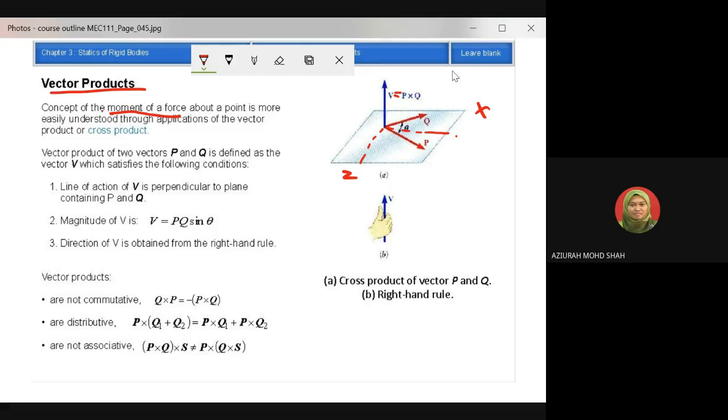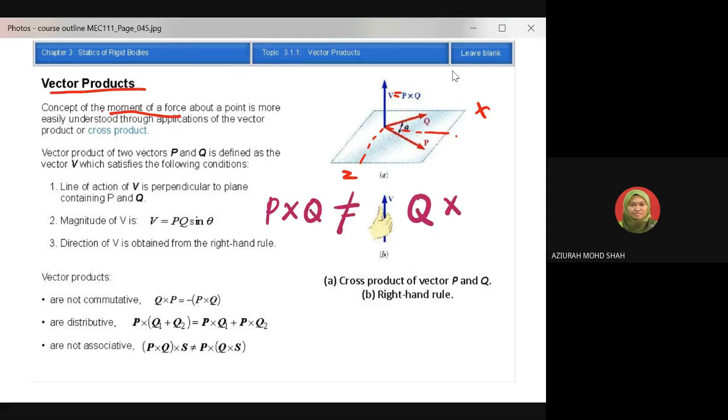Okay. Tak apa, sabar dulu. Saya nak kamu tengok ni. Saya nak kamu tahu that the P cross Q, it is not similar with Q cross P. But you can see that Q cross P is equal to negative P cross Q. Nanti kenapa kita kata negatif tu boleh sama? Okay, kita tengok macam ni.